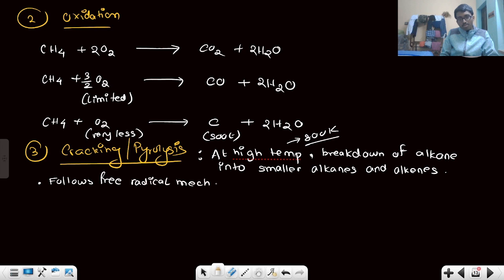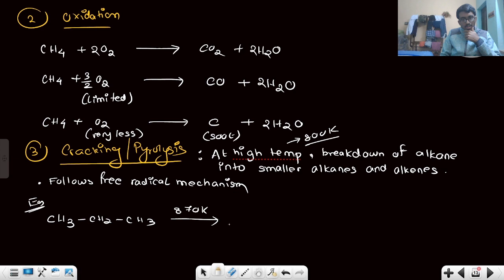Packing is not actually required, so you all can skip it also, but just know a reaction. Example, suppose you have CH3CH2CH3. What is this? Propane. Let us take it at around 870 Kelvin. It decomposes to give you ethane.